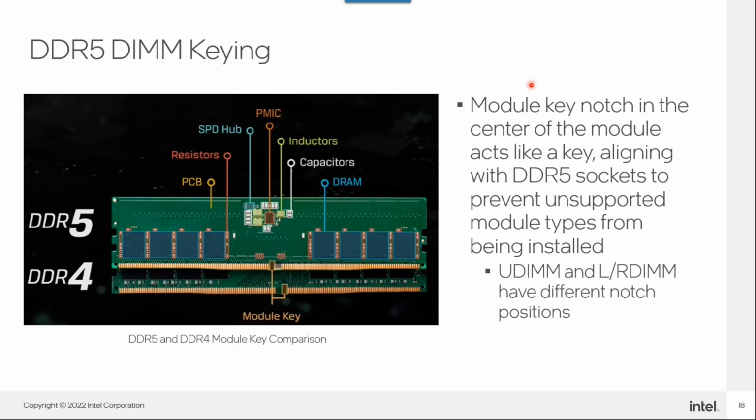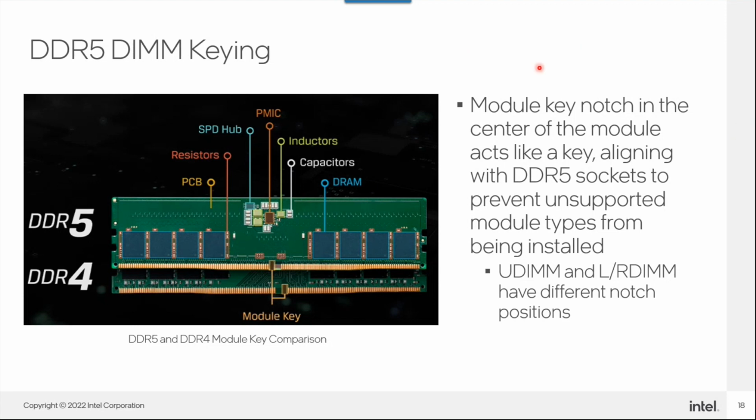Next slide. So for the DDR4 DIMM keying, an important thing to keep in mind is that the notch is in the center of the module, and this notch acts like a key used to prevent unsupported modules from being installed. And the UDIMMs and LDIMMs or RDIMMs do have different notch positions for DDR5. So please be aware that you cannot so easily replace a UDIMM with an LDIMM for a DDR5 module.